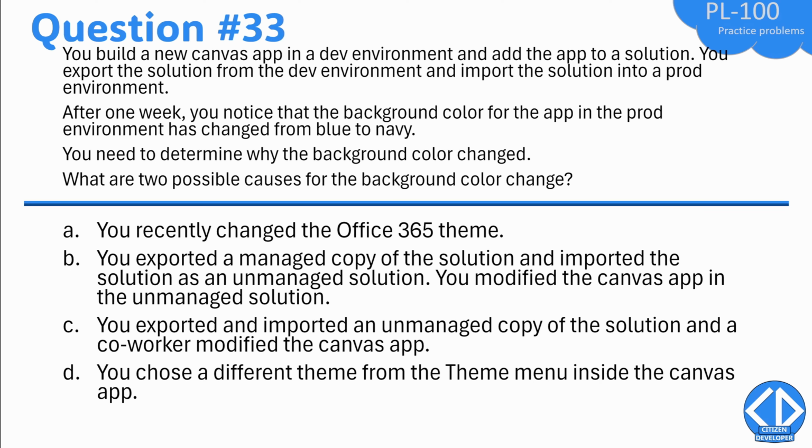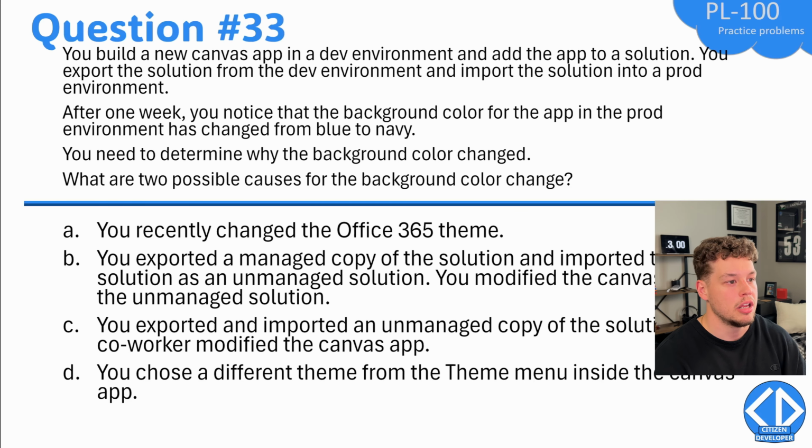You exported a managed copy of the solution and imported the solution as an unmanaged solution. You modified the Canvas app in the unmanaged solution. Now, at first instinct, you're like, oh yeah, boom, unmanaged solution. But you can't export a solution as managed and import it as unmanaged. Once it's exported as a certain type, it can only be imported as that type.